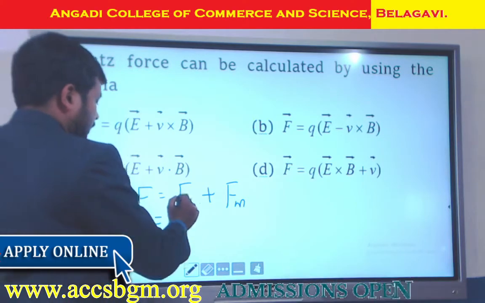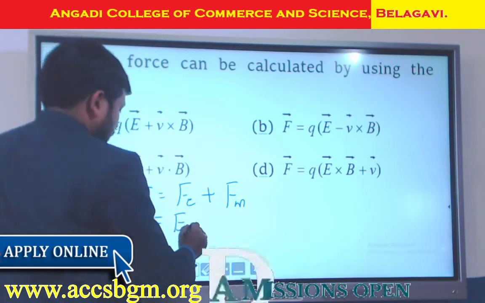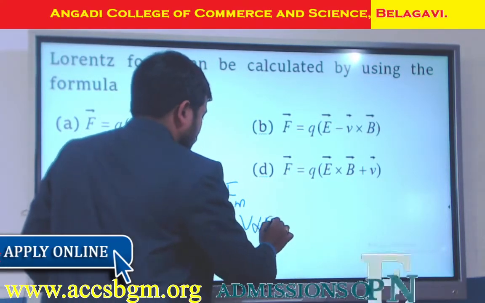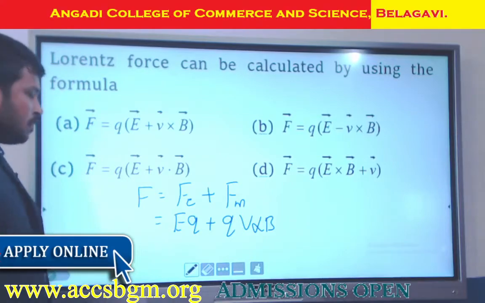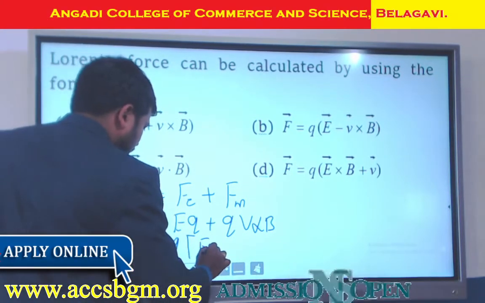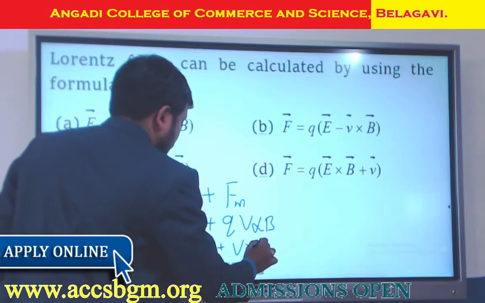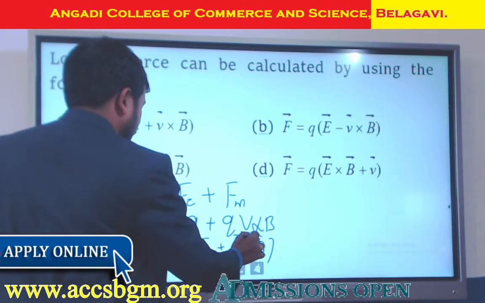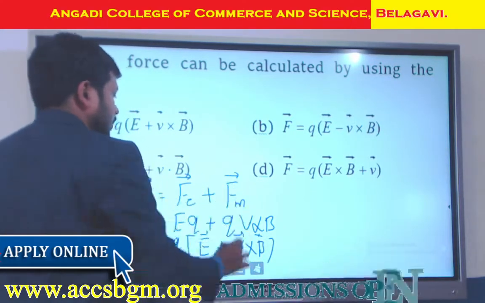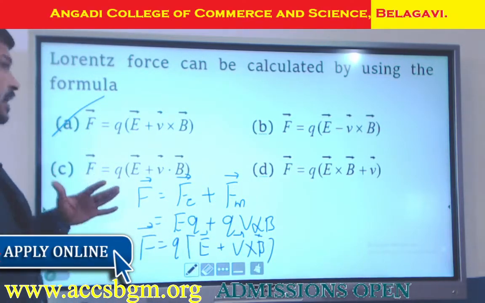Right. What is the Fe? That is E Q. Again, the magnetic force is Q v cross B. Right. You take Q common. What can we get here? F equals Q, I will take outside, E plus v cross B, right? Vector form. Everything is in vector form, right? What is the answer? Answer A is the right answer.